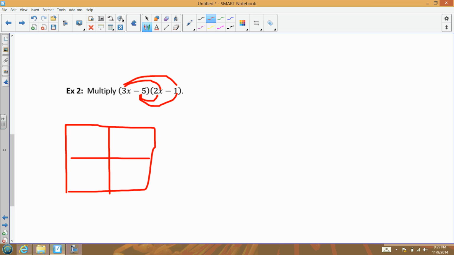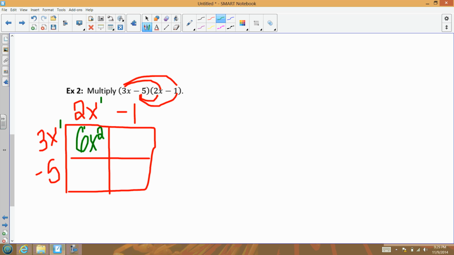Some of you might have learned it using the box or the rectangle, so I'm going to go ahead and do it that way. I think it's the easiest way to organize the work for this. So what I do is I take 3x minus 5 and I put that as one side of my box. And then I do 2x minus 1 as the other side. And then to fill the box, you're going to multiply each of the terms. So I'm going to do 2x and 3x multiplied together. It's going to give me 6x squared. Multiply the numbers in front, add the exponents.